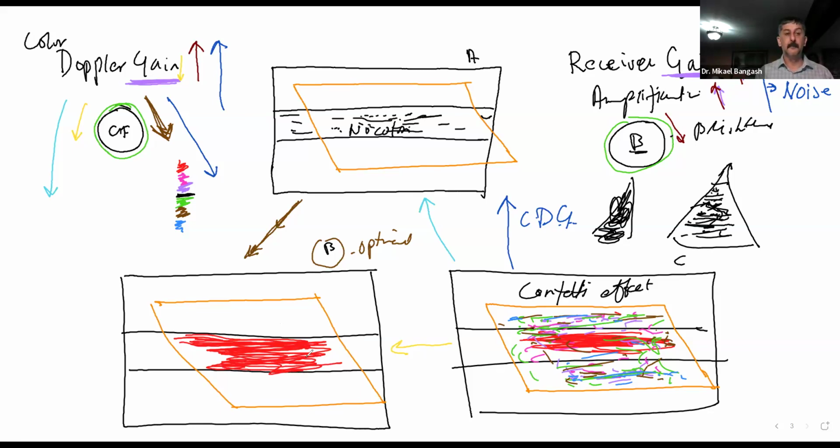Did that make sense? So increasing your color Doppler gain may make a blood vessel which previously didn't show any Doppler shift start getting filled up with color.